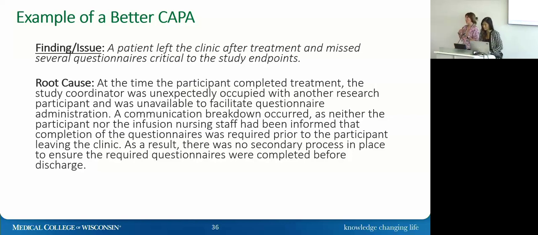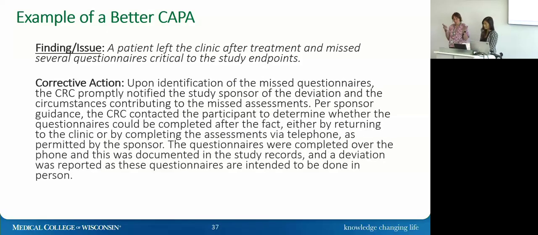So basically the coordinator didn't tell the nurse because they thought they'd be up there, but then they were occupied with the patient. And so now no one knew and no one was able to tell the patient, and the patient left. So that makes sense of how that could happen. So now we can figure out our corrective and preventative action plan.